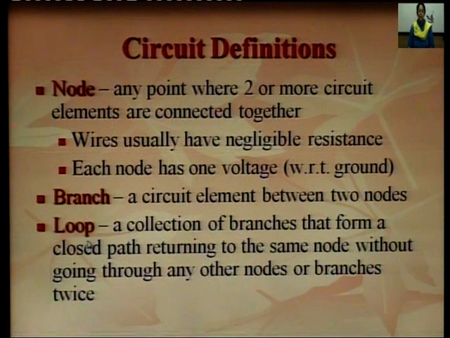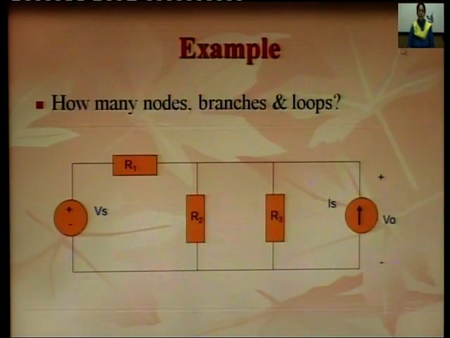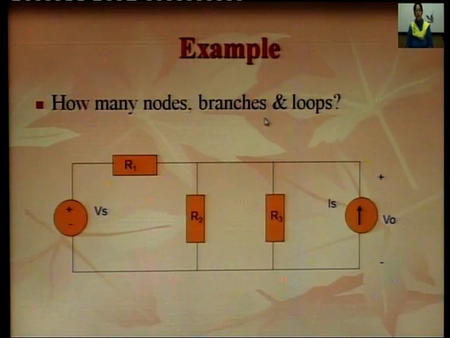And lastly, what is a loop? A collection of branches that form a closed path returning to the same node without going through any other node or branches twice. So closed path, this is a loop. So now next, let's consider an example. How many nodes, branches and loops? In this circuit diagram, find out how many nodes are there, how many branches and how many loops.